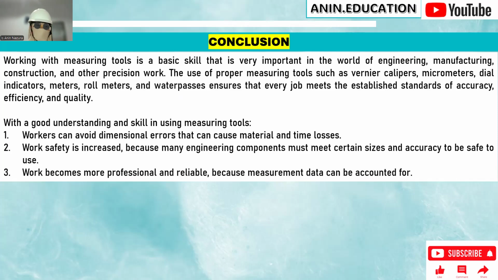quality. With a good understanding and skill in using measurement tools, number one, workers can avoid dimensional errors that can cause material and time losses. Working safety increases because many engineering components must measure the right size and accuracy to be safe to use. And work becomes more professional and reliable because measurement data can be accounted for.